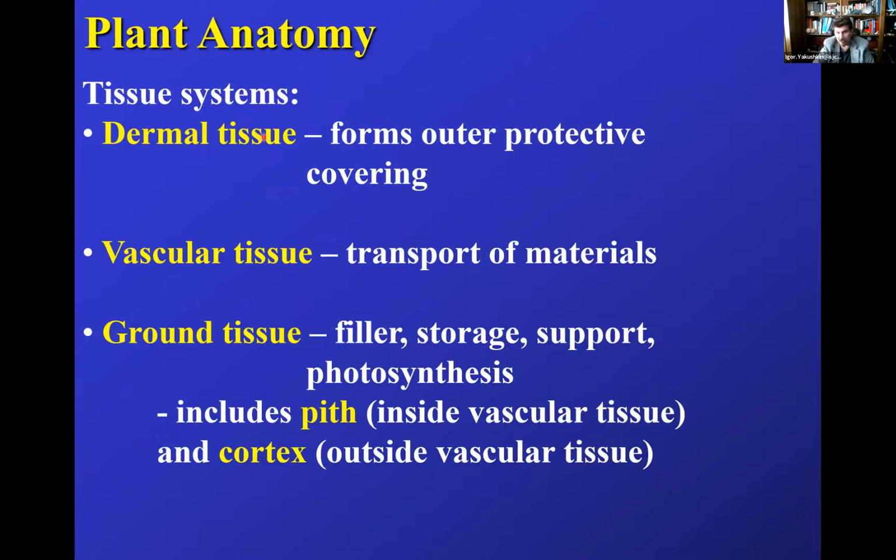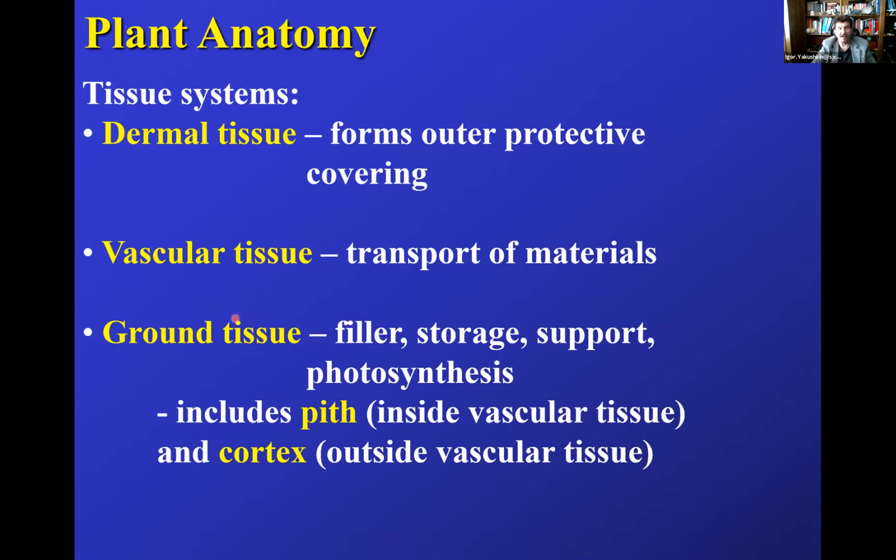So if it's not dermal tissue, if it's not vascular tissue, everything else in between the dermal tissue and the vascular tissue is known as ground tissue. This is what produces most of the photosynthesis, additional support, storage, or anything like that.